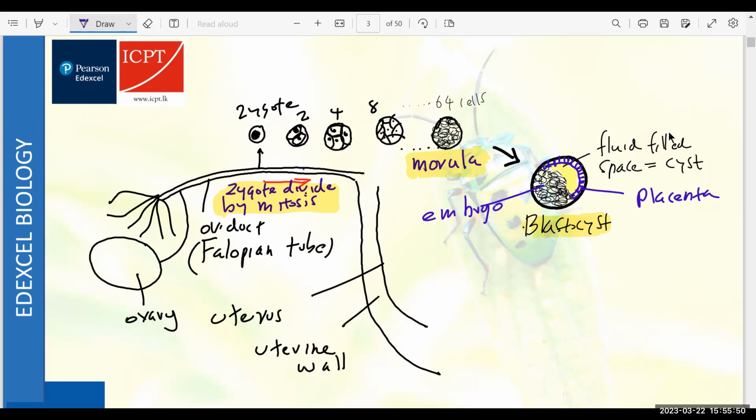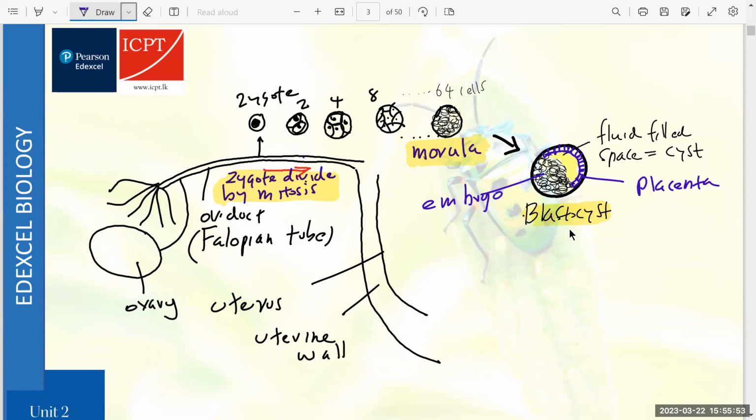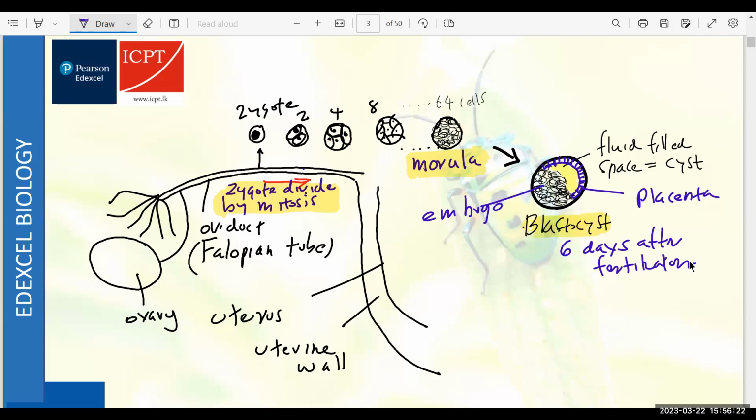Now when it comes to a blastocyst stage, this may be 6 days after fertilization. Right now, we can talk about the stem cells. If we further want to know what happened to the blastocyst, it is slowly moving to the uterine wall.